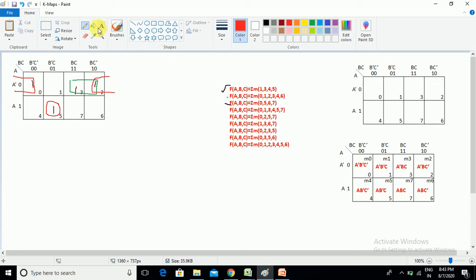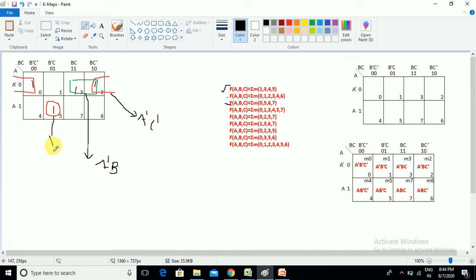Now let us write the answer for them. For the red color group of 2 cells, the answer will be 0 and 2. Which ones are common? A dash is common and C dash is common. So you need to write the answer as A dash C dash. After that, the green color group: 3 comma 2. A dash is common, B is common. So the answer will be A dash B.